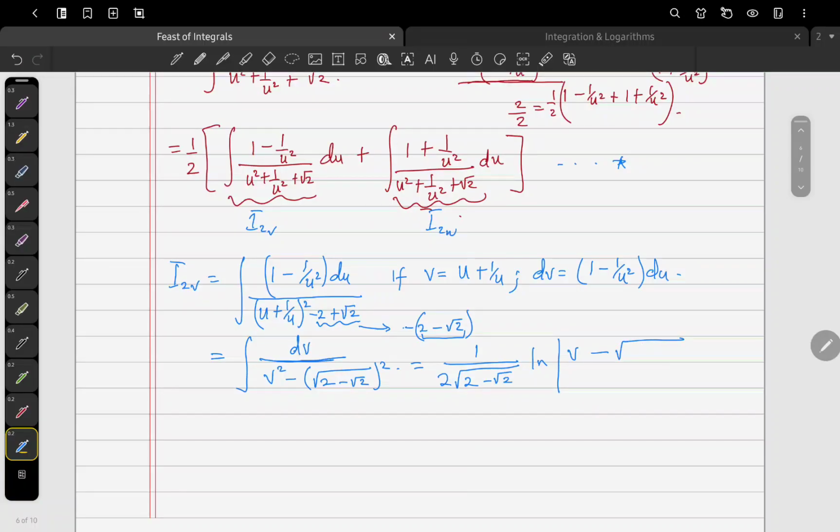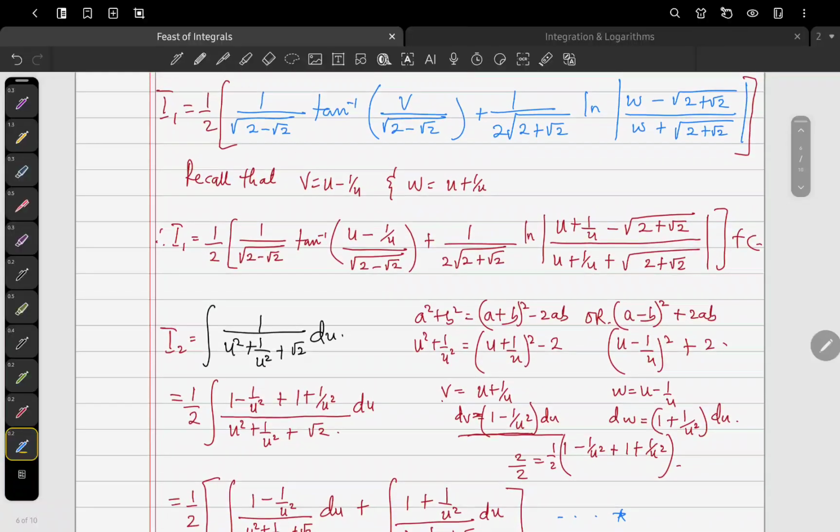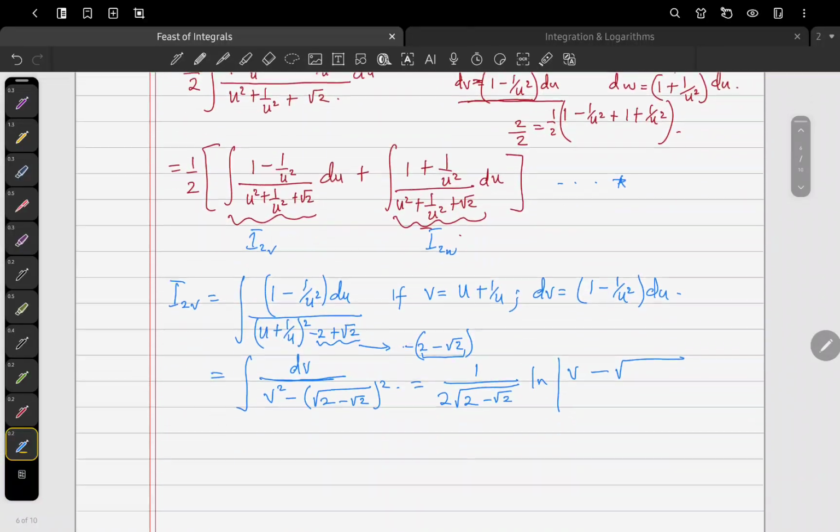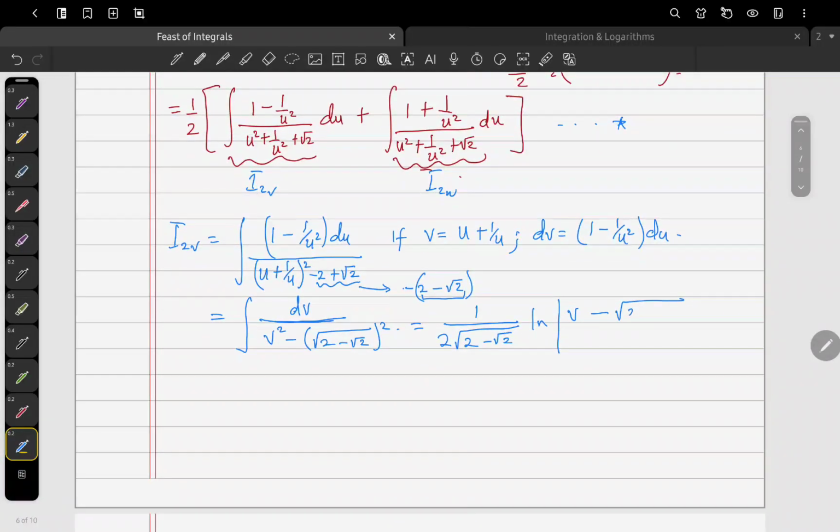Will there be a square root there? Yes. So did I miss a square root in the upper one? Oh, I did not miss it. Good. v minus square root of 2 minus square root of 2 over v plus square root of 2 plus square root of 2. Oh, it's also going to be minus plus c.